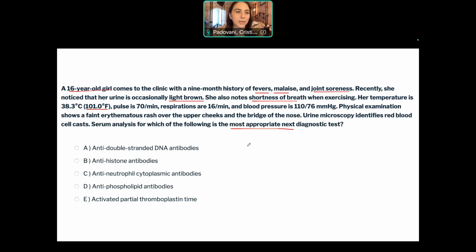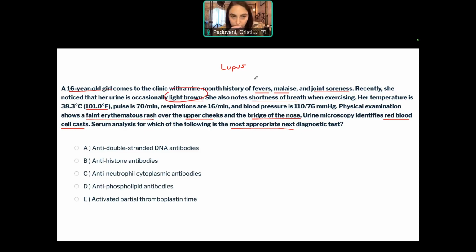Everything else looks good. Physical exam shows a faint erythematous rash over the upper cheeks and the bridge of the nose, and this is where I would say it spares the nasolabial fold. Urine microscopy identifies red blood cell casts. I talk about this in my nephrotic lecture. If you have red blood cell casts in your urine, this is a telltale sign of glomerulonephritis, which is a nephritic syndrome. So overall, she has lupus, right? It tells you everything: the joint pain, the fever, and now the light brown urine. So she has some sort of lupus nephritis here.